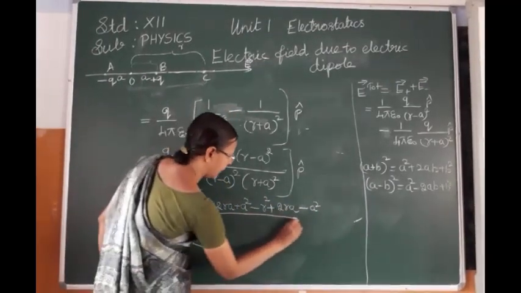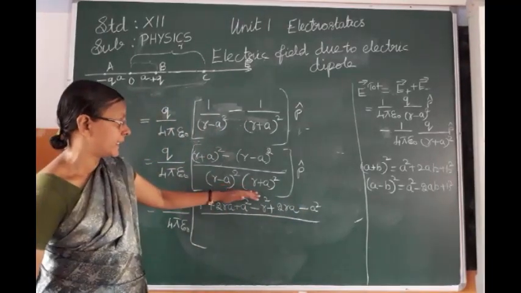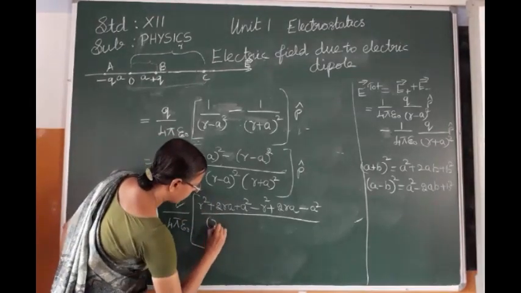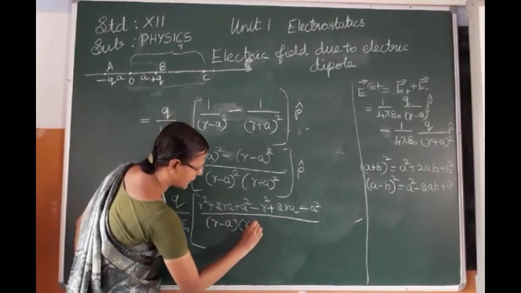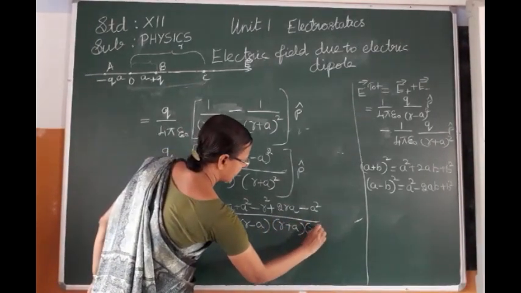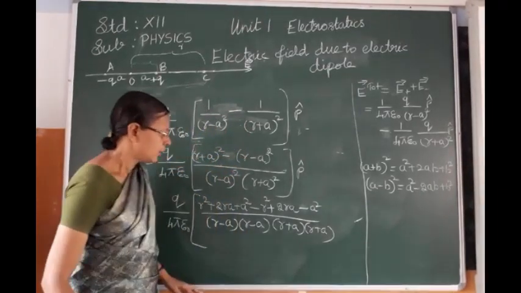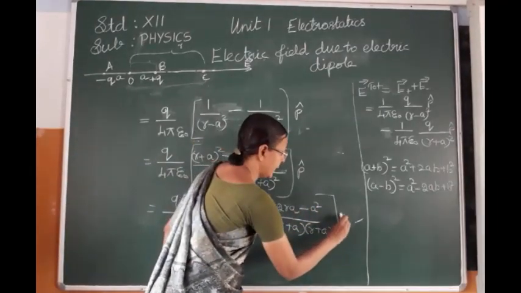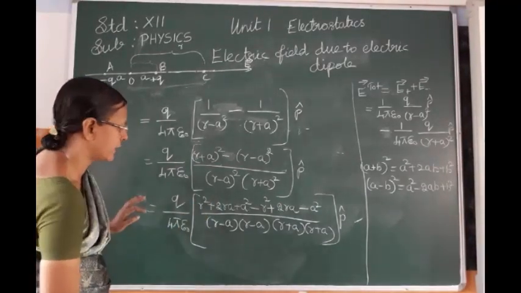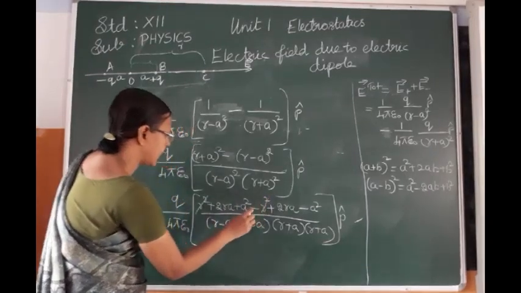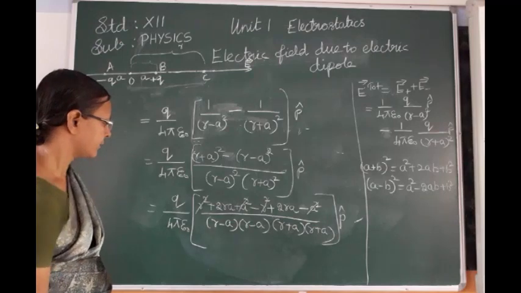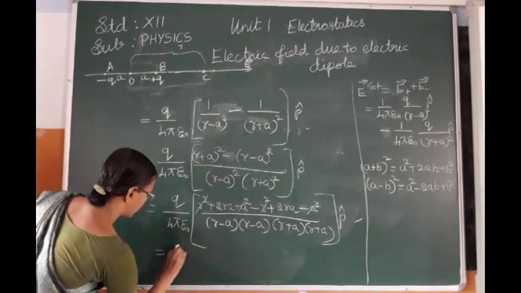Divided by, here you see we won't expand this. If we expand this, it will create some conflict. So we have to write (r minus a) into (r minus a), then (r plus a) into (r plus a). Then p vector, p cap. Next we have to solve this. We can cancel r square, then a square cancels. So what are the remaining terms?